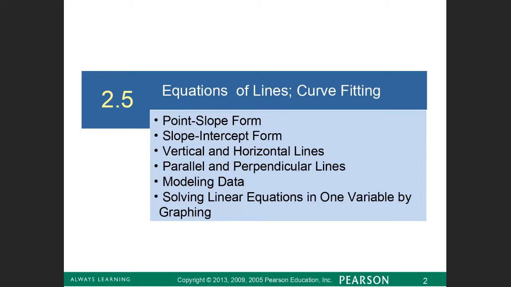Equations of lines. Now here we have different forms. The first one is point slope form. This is like y minus y1 is equal to m times x minus x1.